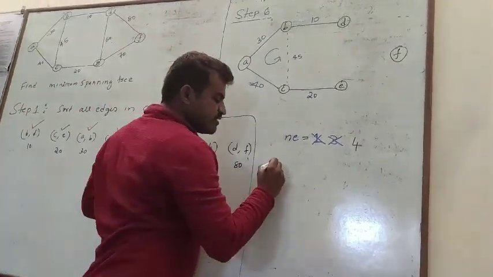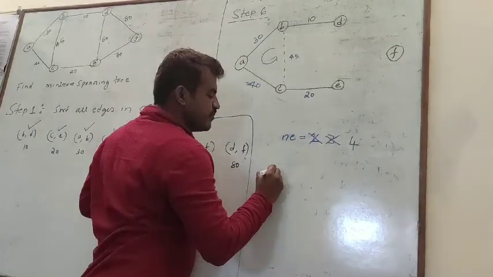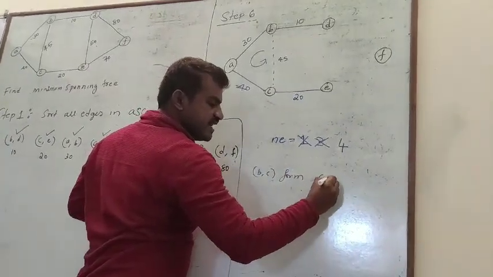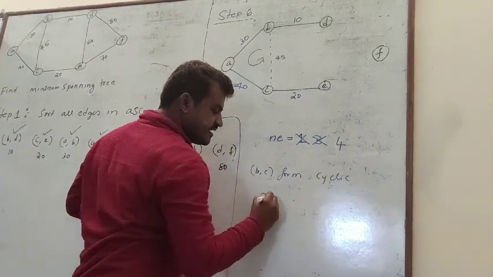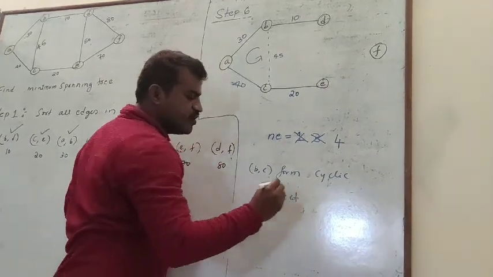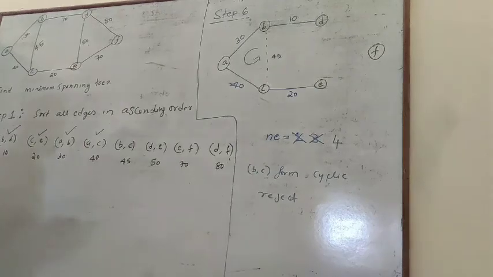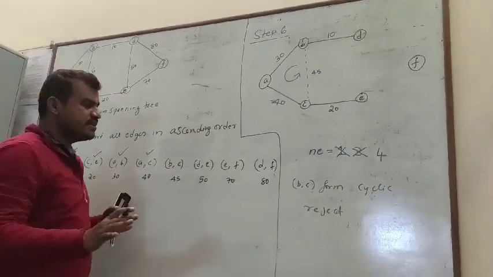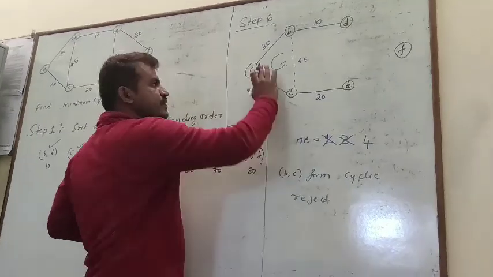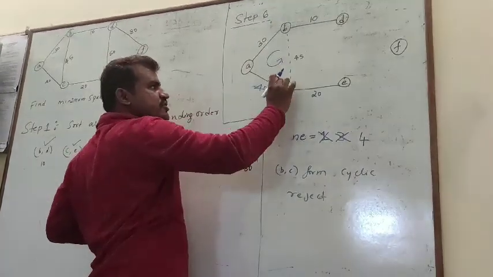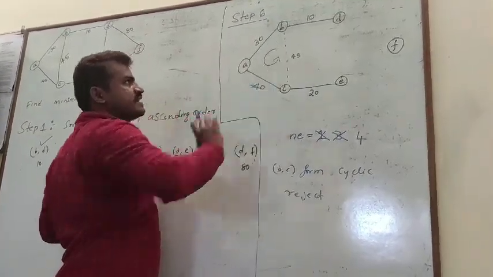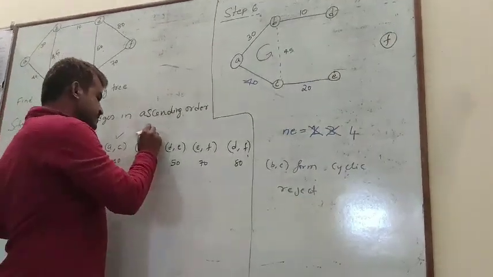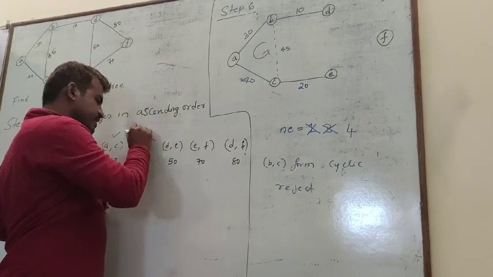Cyclic. Okay, then you have to say that if the edge B to C forms a cyclic, then reject it. I already told you, in a spanning tree graph there is no cyclic. That's why you are rejecting that one. You have to show in an exam like this, with dots, that it forms a cyclic. Okay. Then you rejected this. You do not consider this one.